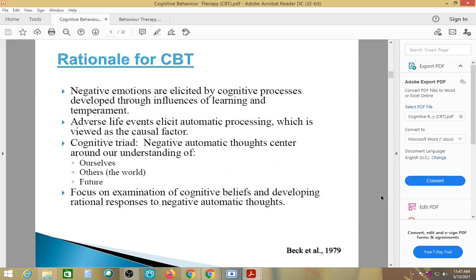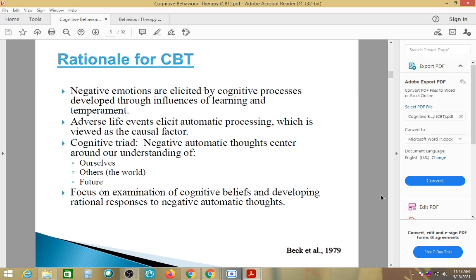Okay, now, why is CBT needed? This is given by Beck et al. in 1979. This literature says negative emotions are elicited by cognitive processes developed through the influence of learning and temperament. How do we learn? We learn right from our mother's womb, then we learn during all those stages of life, right? All those influence directly or indirectly our thinking, our perception and our temperament.